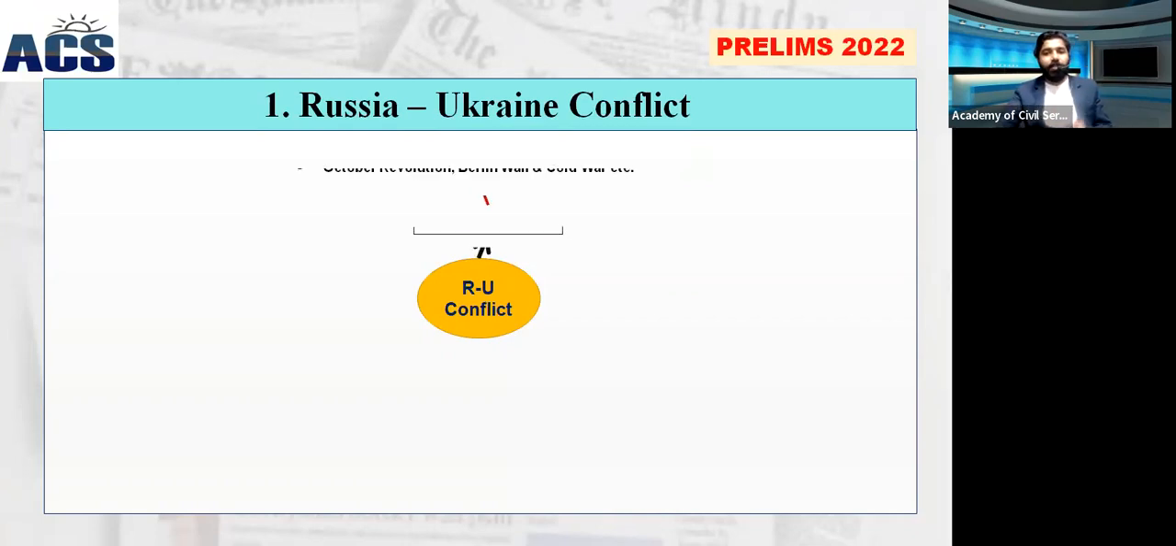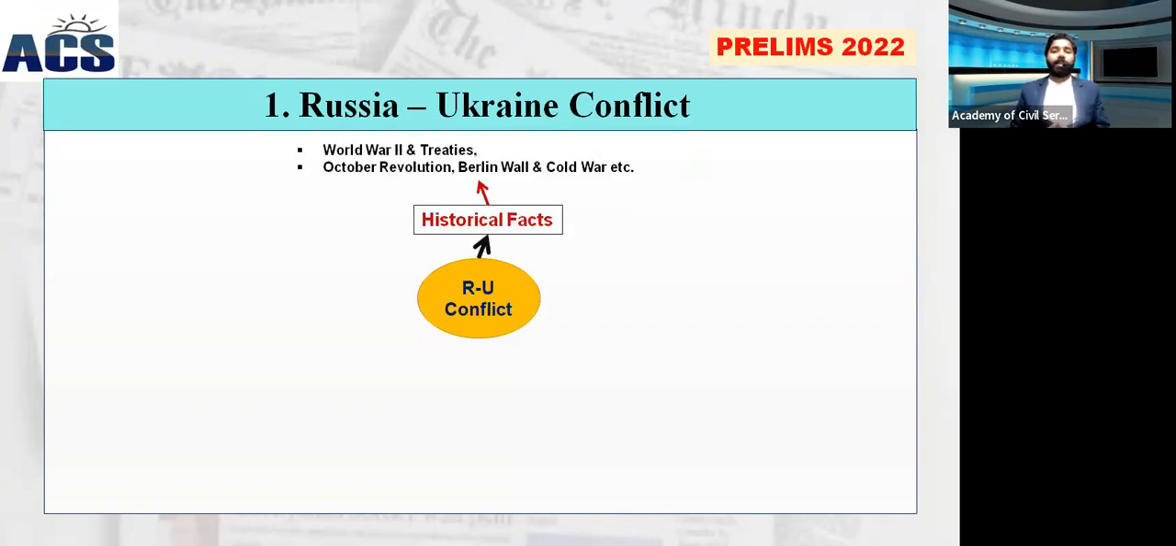One of the dimensions, one of the areas that we need to refer to, is the historical fact associated with the Russia-Ukraine conflicts. One is World War II. If you check the background of this conflict, definitely we'll get to know it has a link to the post-World War conflicts, especially World War II. So we have to refer to the historical facts with regard to World War II.